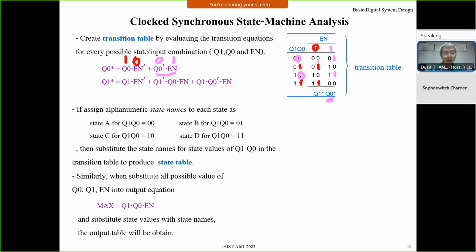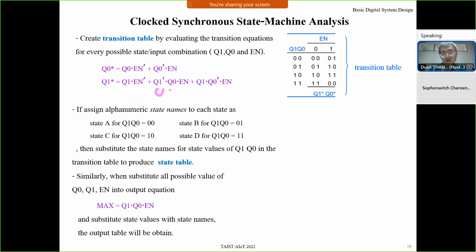Okay, and another cell then becomes 0. For Q1 star also, you can consider the condition that will make the value become 1, because this is a sum of product terms, right? So it's very easy. This term will be 1 when Q1 is 1, En is 0. So it's 1, 1 here.